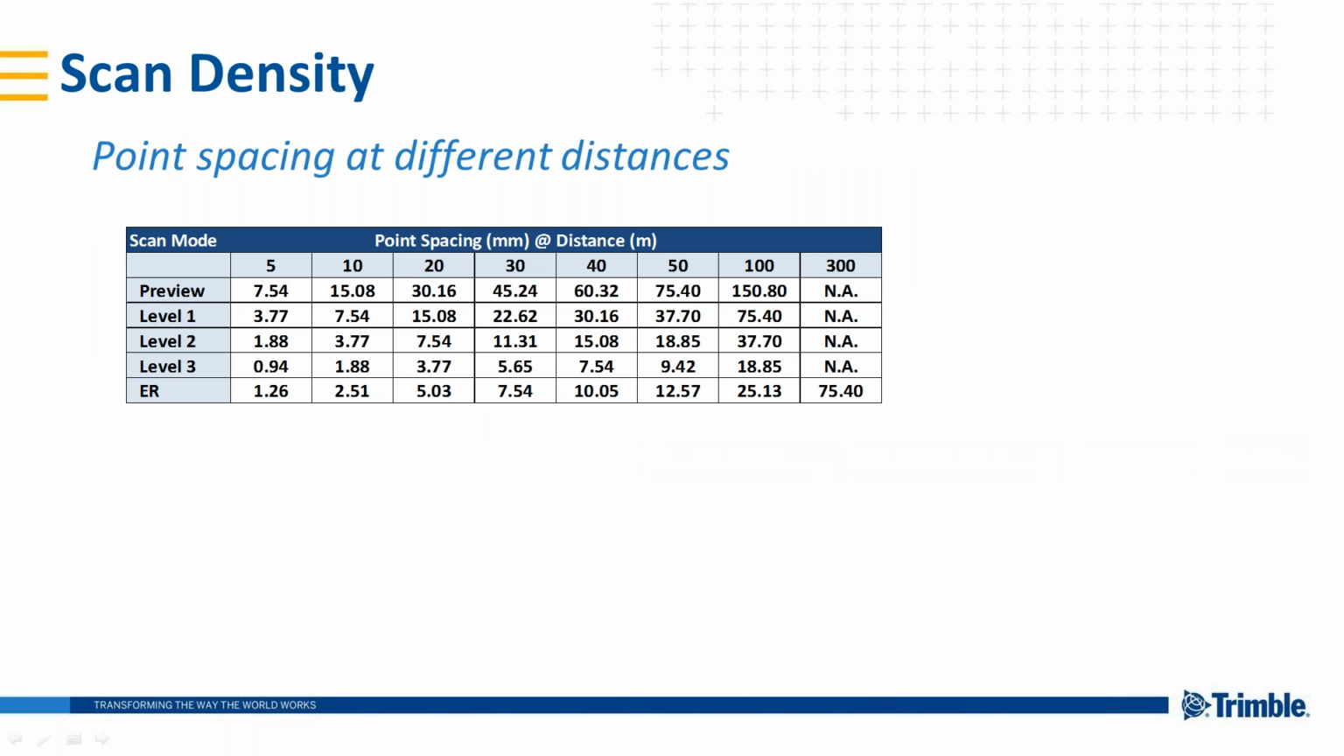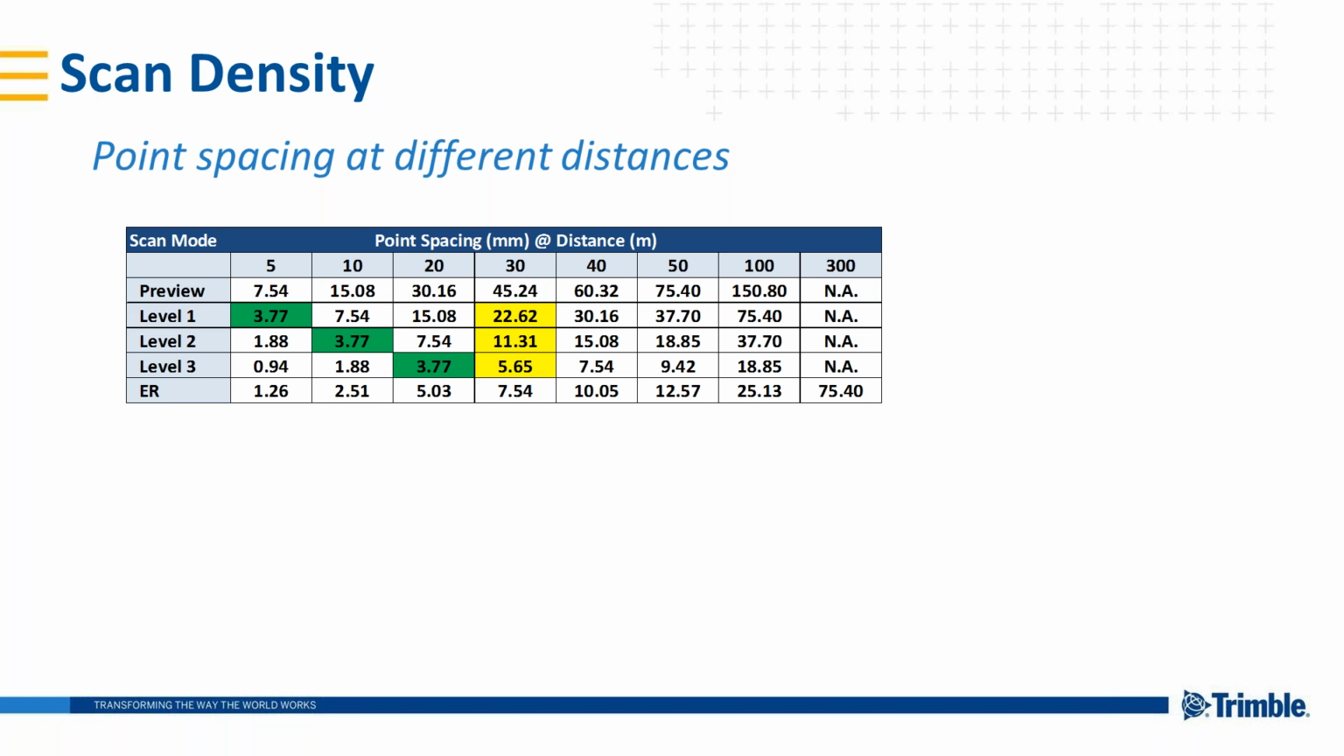Now, this table will give you a more clear picture of the point spacing that can be achieved at different distances. And the point spacing shown in the TX user interface for Level 1, 2, and 3 is for a range of 30 meters. And this table extrapolates those values so you know the spacing at shorter and longer distances.